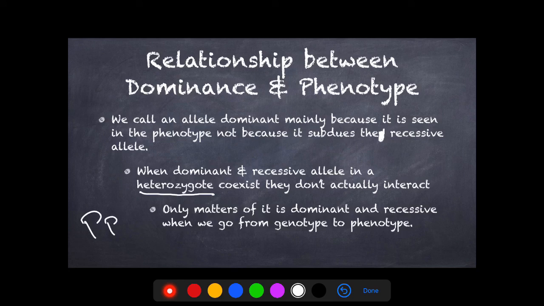And when you have a dominant and a recessive allele in a heterozygote, like big P and little p, they actually coexist and they don't interact. So you're not going to have an interaction of purple and white, but they're able to coexist equally and fine. They're not going to have a fight to see which one is going to overpower.